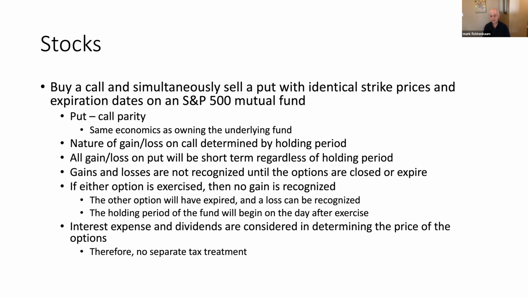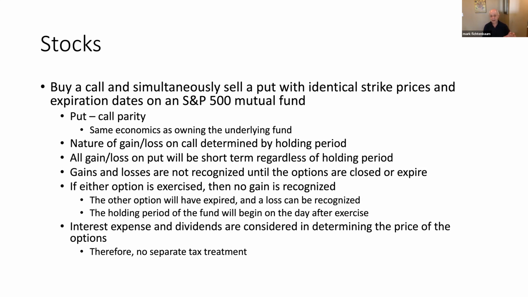Again, because we're using 1234 options, we wait until the options expire or until we sell the options before we recognize any gains or losses. Nothing happens during the life of the transaction. So if we bought a 2-year option at year end, we don't do anything. Now, if the S&P 500 goes up and we want to exercise the call, so now we're going to own the S&P 500 mutual fund. We're going to get the mutual fund. It'll be treated as a purchase. It's not a taxable event. And we now will own the S&P 500 mutual fund. And remember, the holding period of the S&P 500 mutual fund will begin on the date of exercise.